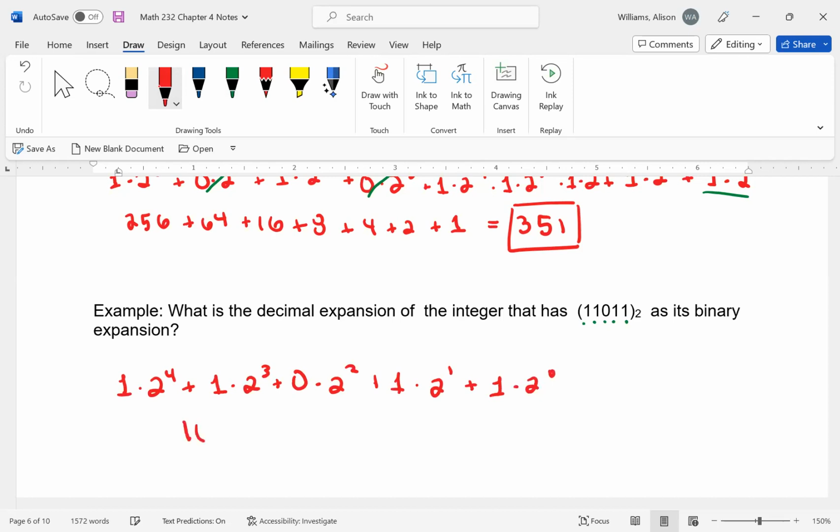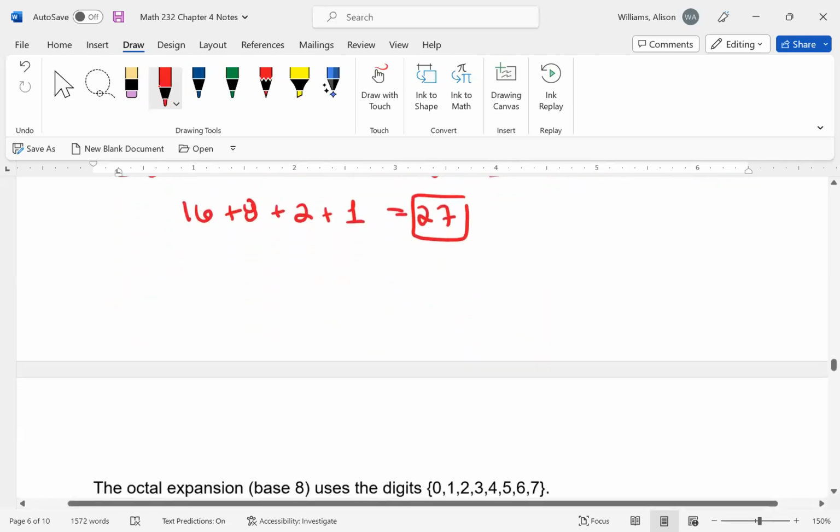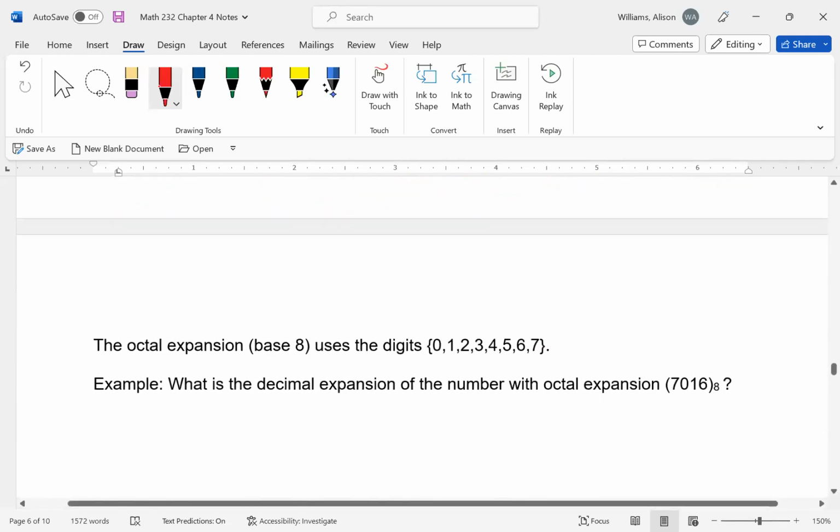And let's see, that's going to be 16 plus 8 plus 2 plus 1. So 27. I can actually calculate that one without the calculator. Yay. There you go. So exciting. So base 8 is another one. That's when base 8 is using the digits 0 through 7 to represent numbers.